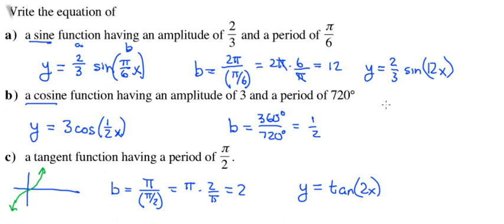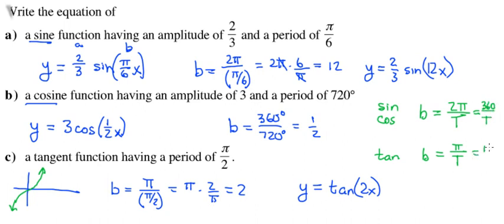To summarize that, for sines and for cosines, the b value is 2 pi divided by the period. For a tangent, the b value is just pi divided by the period. And in both cases, you can work in degrees if you must. For sine and cosine, you could say it's 360 over the period. And for a tangent, you could say, if you were working in degrees, that it's 180 over the period.